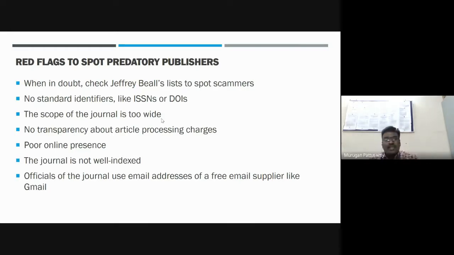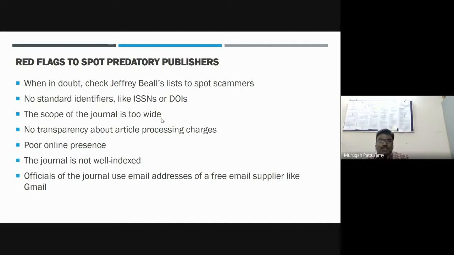Then the scope of the journal is too wide. For example, I have seen some journals like International Journal of Management, Commerce, Engineering, Economics, Science, and so on. If you get this sort of title, it means it's a predatory journal.